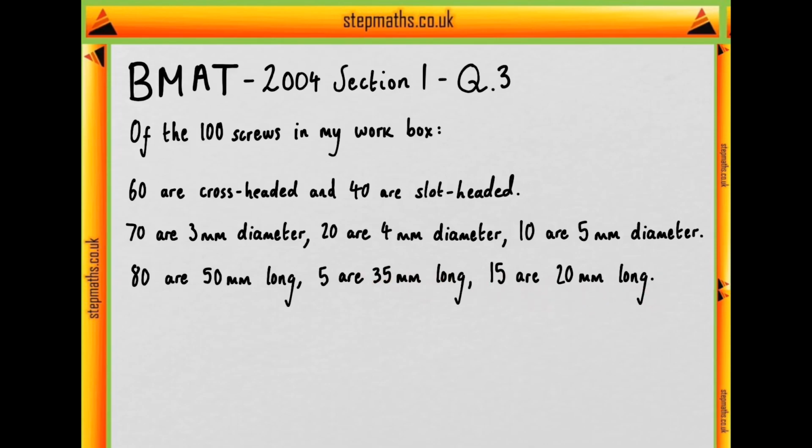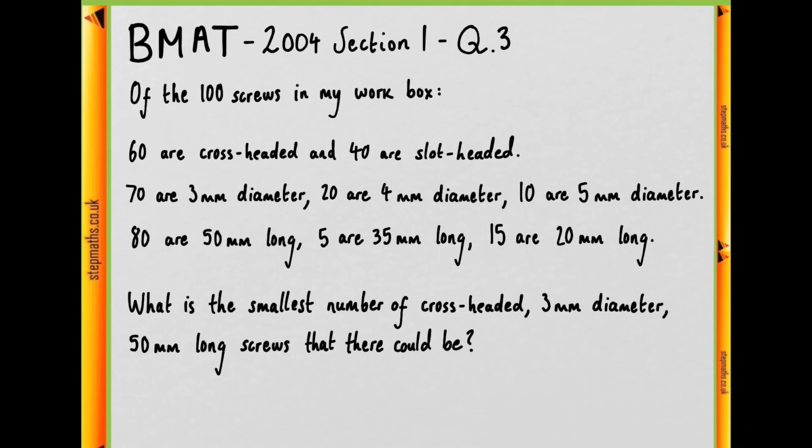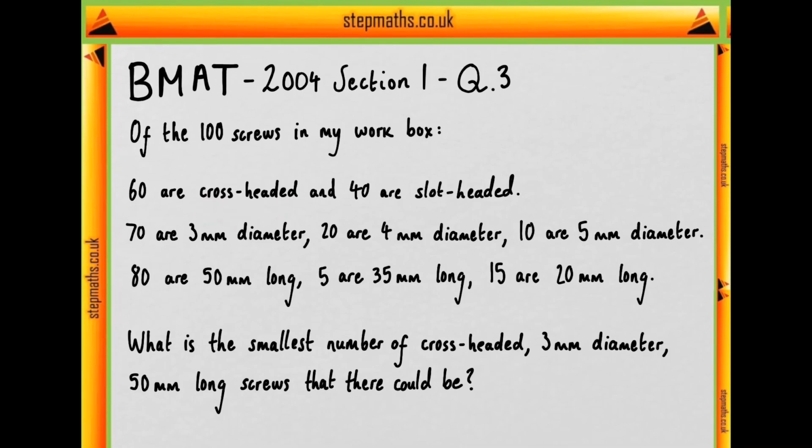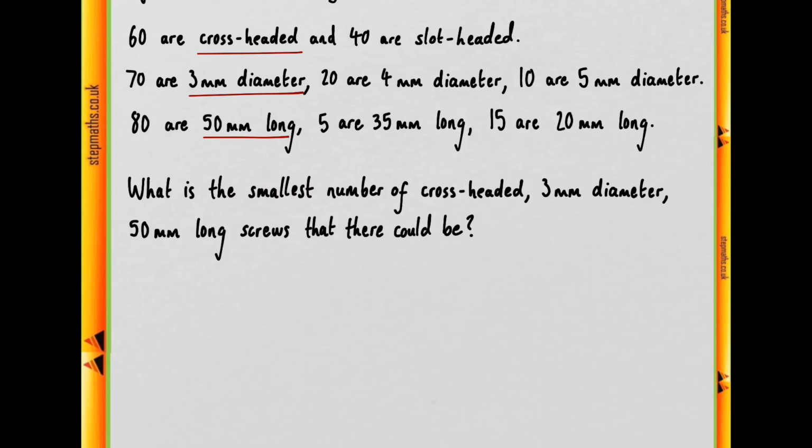So this is a breakdown of the 100 screws within the workbox on the basis of 3 different variables: the shape of the head, the diameter, and the length. We're asked to work out what is the smallest number of cross-headed 3mm diameter 50mm long screws that there could possibly be. So we're trying to work out what the minimum potential number of cross-headed 3mm diameter and 50mm long screws that there could be within this 100. So how many could conform to these 3 variables, and we're looking for the minimum possible number.